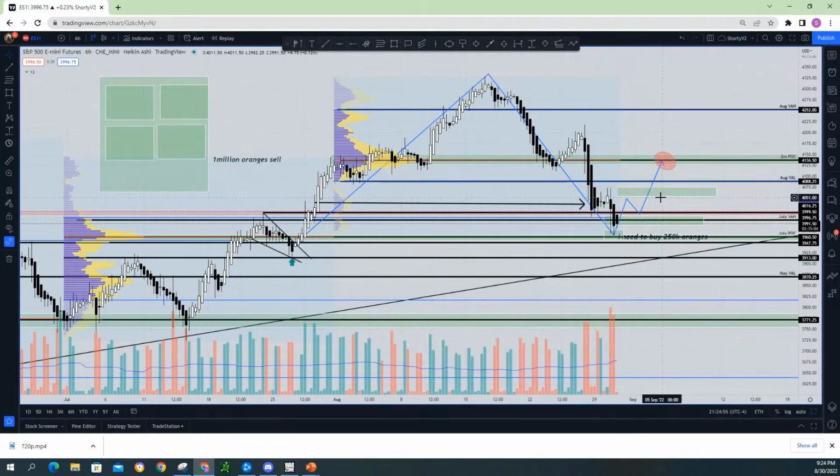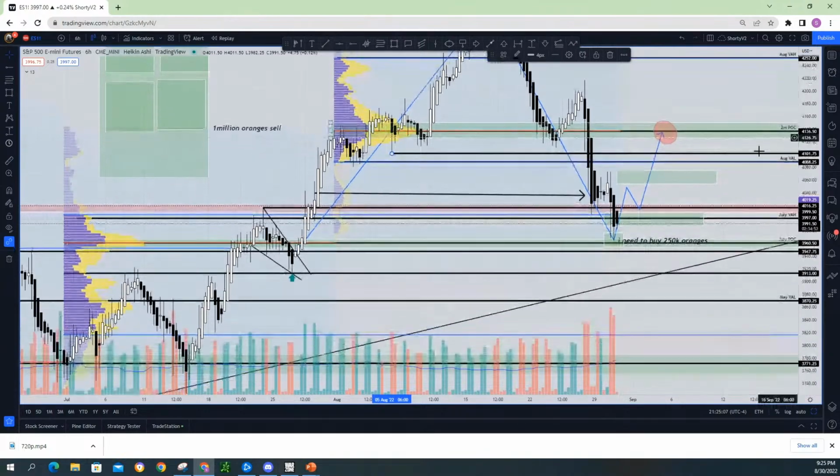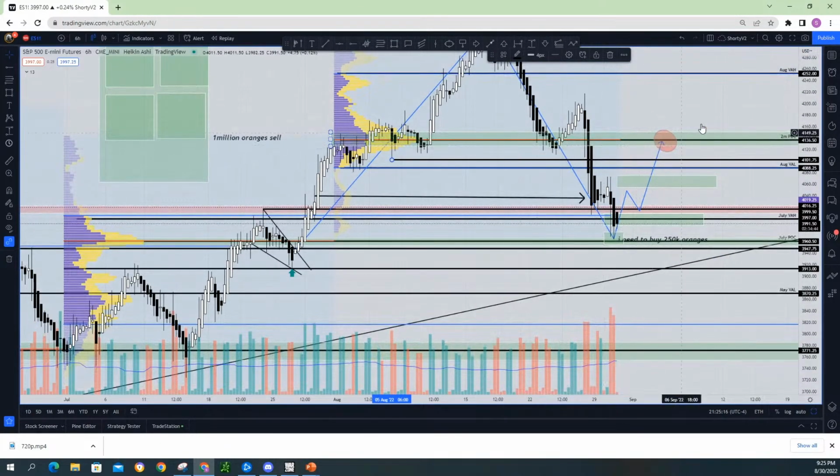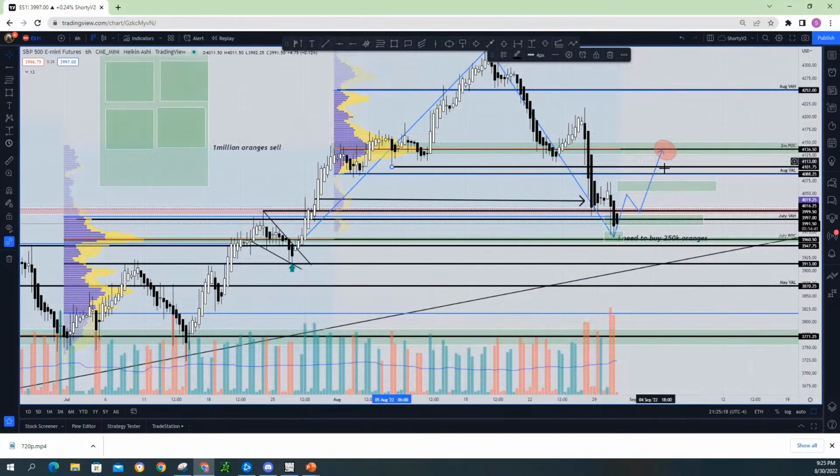You know where retail is going to start buying calls here? At the top. At the top. Here, I'll tell you right now where they're going to start buying. Right here. They're going to start buying calls here, and they're going to start buying which calls? Probably 4150s, 4160s. And they're going to say, man, we're going to the moon. We're going to 4200.